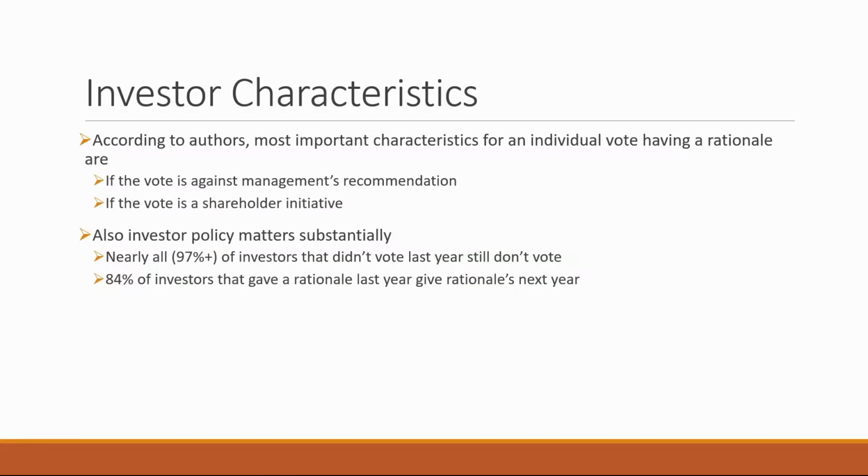So, according to the authors, the most important characteristic for an individual vote to have a rationale is if the vote is against the management's recommendation. Because if you look at any vote, you will always have a recommendation from the CEO and the current board saying this is how we think you should vote on it. Obviously, if it's something the management put on the ballot, they're going to say you should vote for it. But sometimes there's a shareholder initiative and the management says don't vote for this. We think this is a bad idea. It's going to hurt the company if you agree to it.